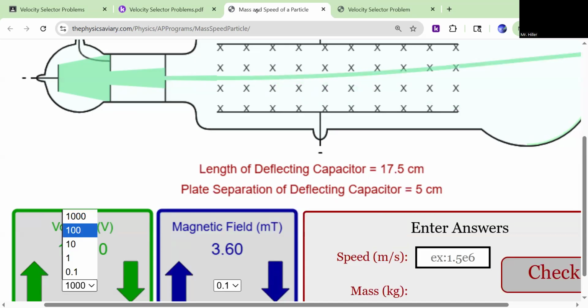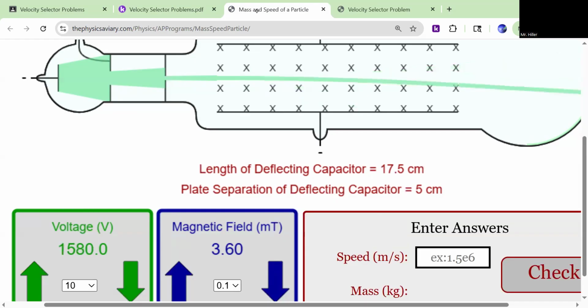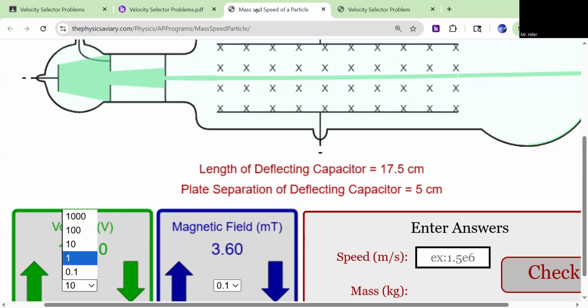I'm going to go, whoop, wrong way. Okay, now I'm at 1590. You can see I'm very close to undeflected there. I'm going to go by ones now. And that looks pretty good right there. There we go. So about 1500.